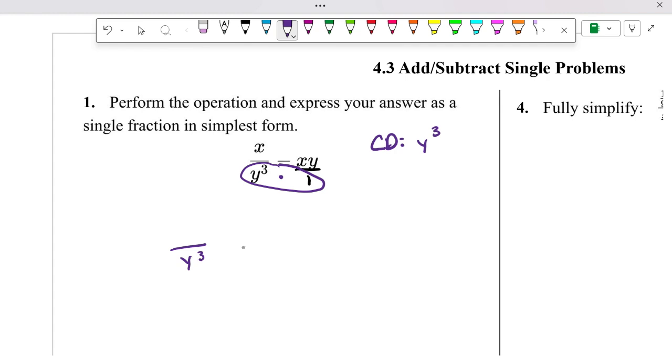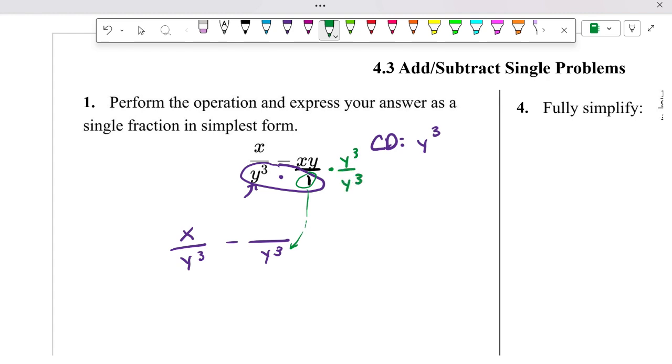So this should be y cubed minus something over y cubed. Now, our first fraction already has a denominator of y cubed. So what goes on top? X. Nothing changes from the first fraction because it already has that common denominator. Now, what do I need to multiply to the top and bottom to make the denominator of 1 become y cubed? Y cubed. So multiply the top and the bottom by y cubed.